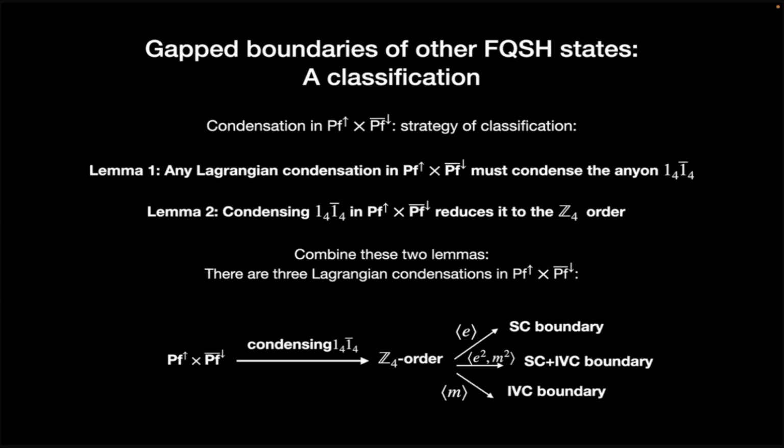I see. So you are saying, for Ising times Ising bar, if I first do a psi bar condensation and go to the toric code, it would appear that we have 2 boundaries, but they are actually equivalent. That is correct. Yes. I agree that for Ising times Ising bar, there is only 1 gapped boundary. But here, there's a simple check: because they have different symmetries, they cannot be equivalent.